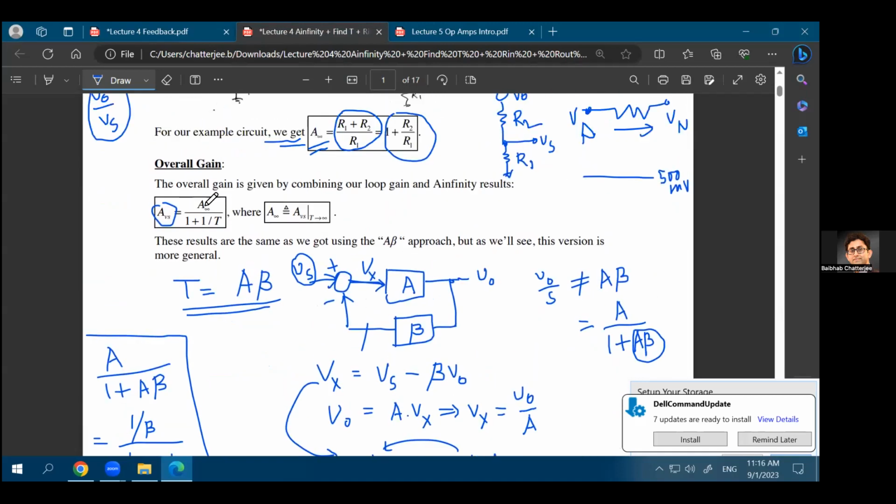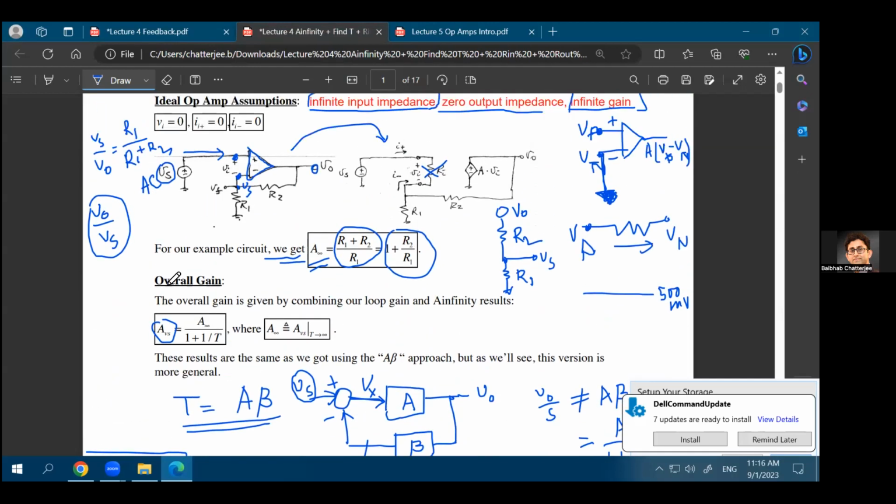So what you need to do when you have a non-ideal op-amp is that you just apply this formula. First, find out the gain of the system, assuming that the op-amp is ideal. That gives you A infinity. Next, you find out the loop gain and divide this A infinity by 1 plus 1 over T. That gives you the overall gain for the non-ideal op-amp.